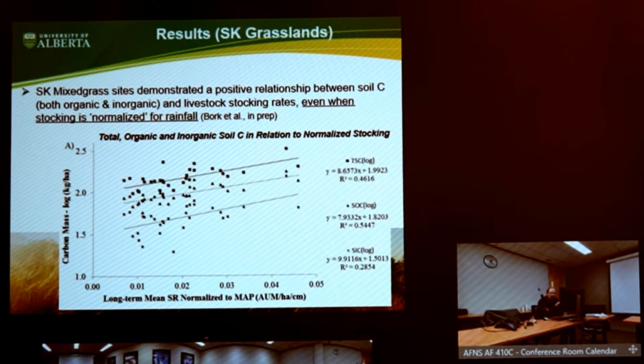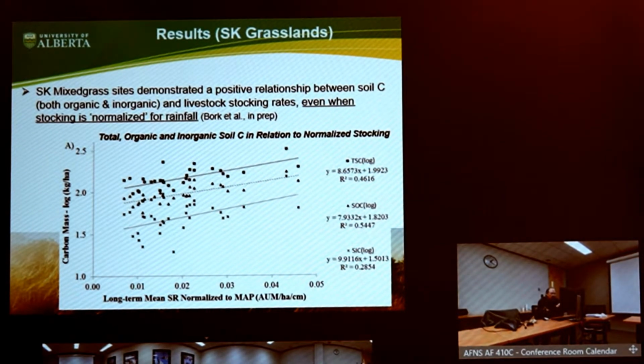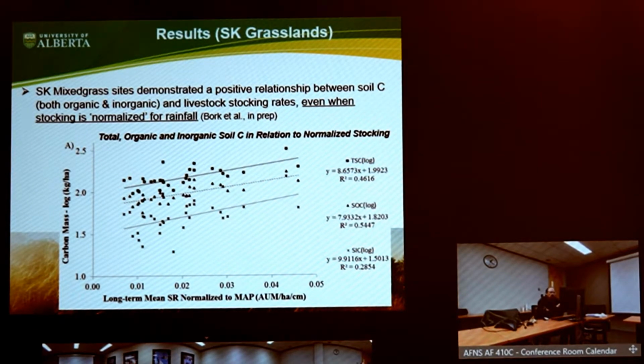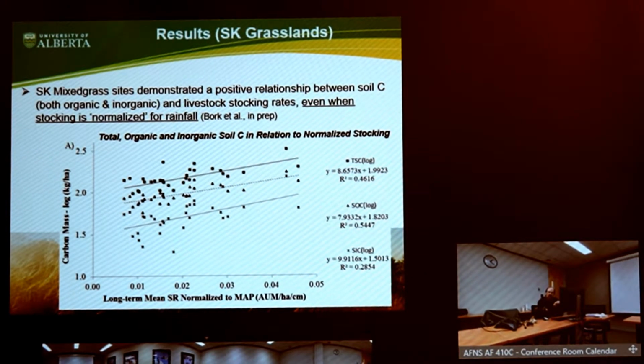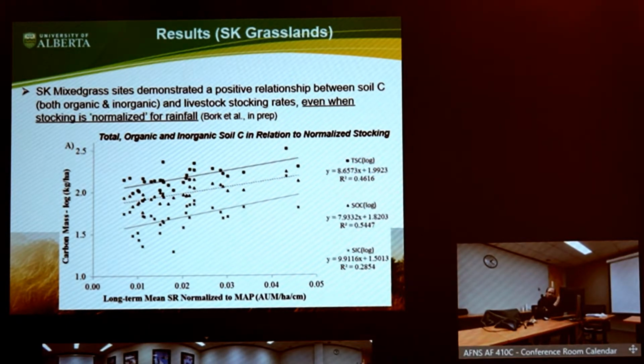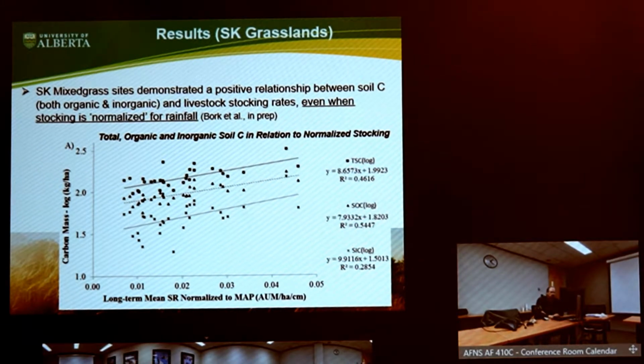And what's notable here is that all three of the relationships remain positive. Soil inorganic carbon is the bottom line, soil organic carbon is the middle line, and total soil carbon are all positively related to normalized stocking, which suggests that there's a positive relationship here between the amount of grazing going on and carbon within these agroecosystems.